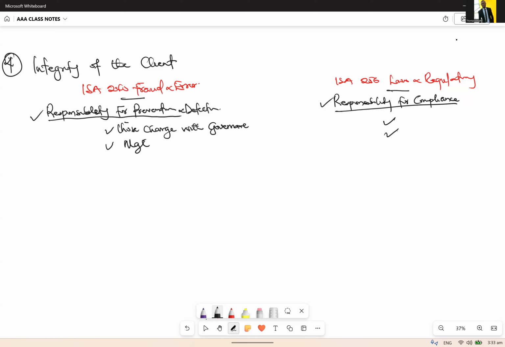Because let's be frank, the auditor comes to your office at the end of the year to audit your financial statement. How on earth do you suggest that he's the one to prevent and do the detection of the fraud and error in your office? How? So these things are responsibilities of the people who are in the business. Then the question is, if that is the case, then what is the responsibility of the auditor? What is the job of the auditor when it comes to fraud and error?